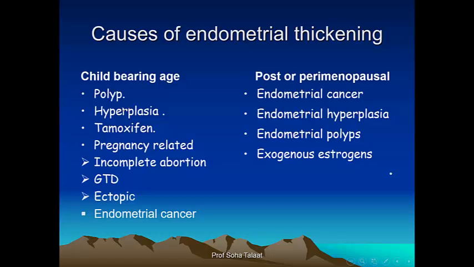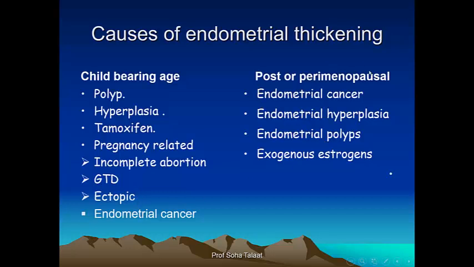Hyperplasia. This can also be diagnosed by ultrasound, except if suspecting neoplasia. Is there neoplasia in this age group? Yes. Tamoxifen intake, there may be hyperplasia, and this is too much in the era of the breast cancer cases, and the pregnancy related. And this is the first entity to think over when I find endometrial thickening in childbearing age. Pregnancy related, including incomplete abortion, gestational trophoblastic disease, ectopic, and endometrial cancer.